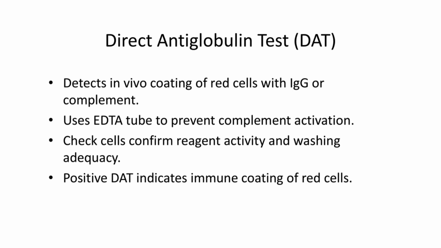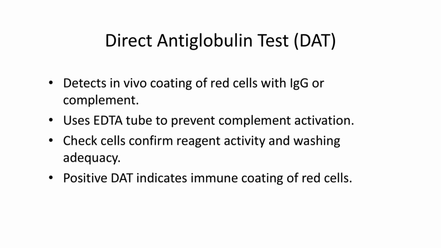The Direct Antiglobulin Test. To begin the DAT, antiglobulin reagent is added to red blood cells that have been washed 3 to 4 times. Washing is essential to remove serum proteins that could interfere with the test. If the red cells are coated in vivo, meaning within the body, the antiglobulin reagent will bind to IgG antibodies and/or complement proteins, depending on the type of AHG used.